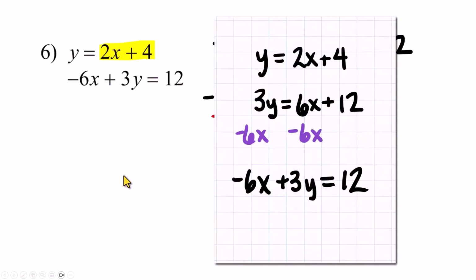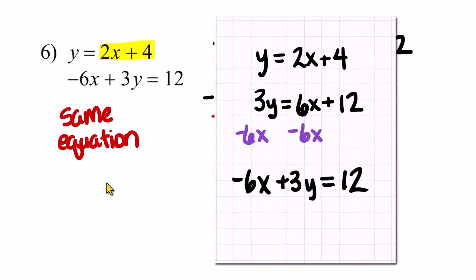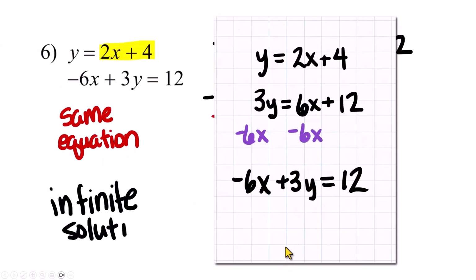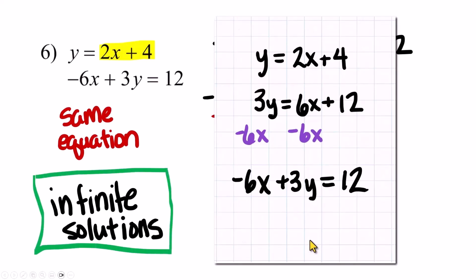So what really happens here is when you get one of those identities going, they've given you a system that is actually the same line written twice. Just one of them was fiddled with to look a little different. So that means you have infinite solutions. No matter what you pick to put in for x, the y's are always going to work out to be the same. So put a box around that, and that's how you interpret it.